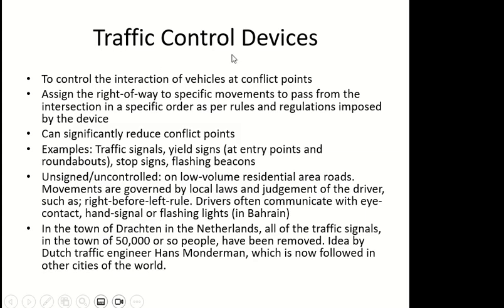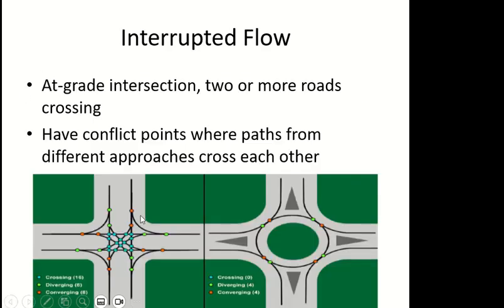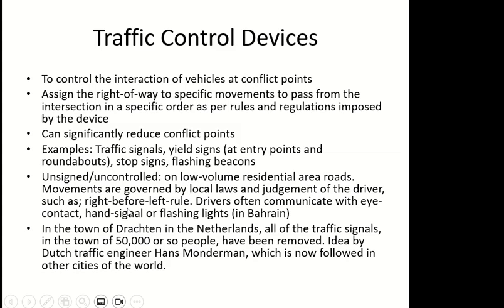What is the traffic control device? The device which we put at the intersections to regulate the flow of traffic, to tell the vehicles when and how they should move from the intersection. Because if you leave it to the drivers, then something like this can happen. Vehicles can come from different directions at the same time. So that's where we need the traffic control devices to be at the intersection.